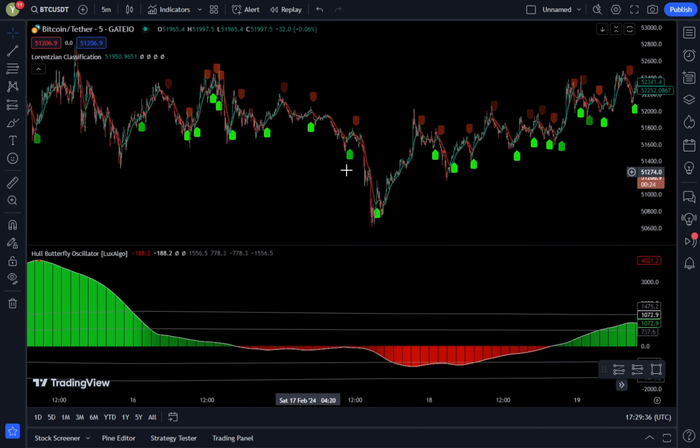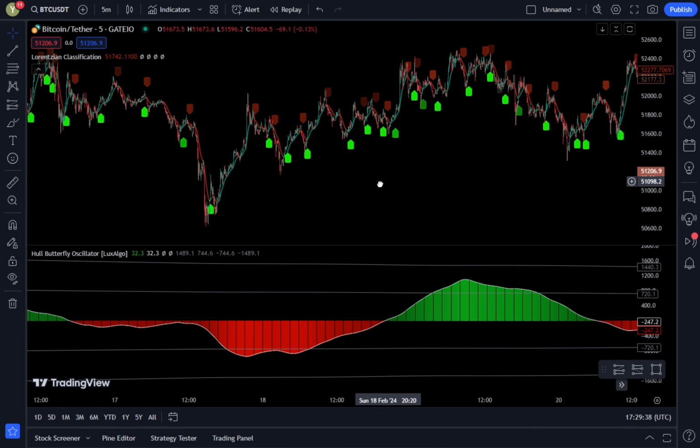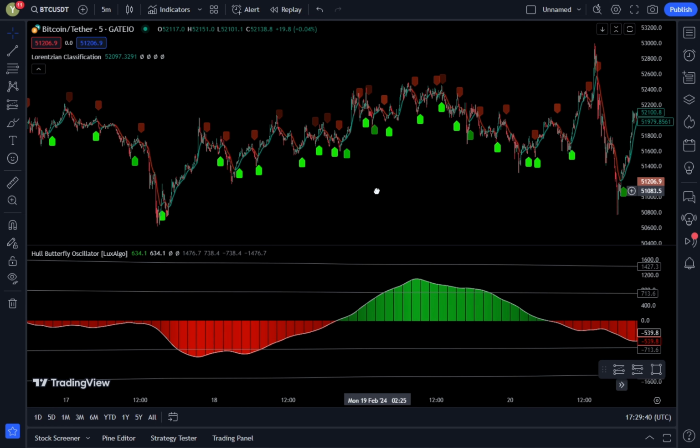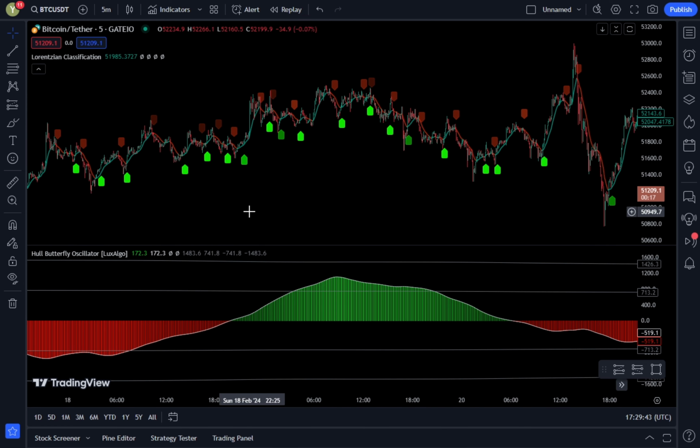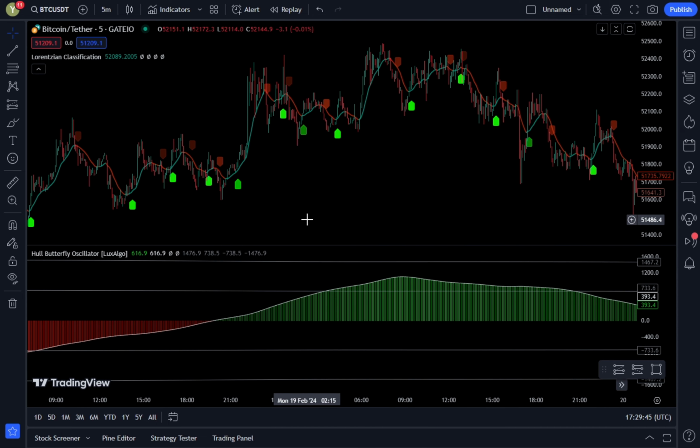Now take a look at this chart of Bitcoin. But keep in mind, this strategy can be applied to any asset or market, whether it's Forex, cryptocurrency, or stocks. For this strategy, we're going to be using 2 indicators. Let's dive in.